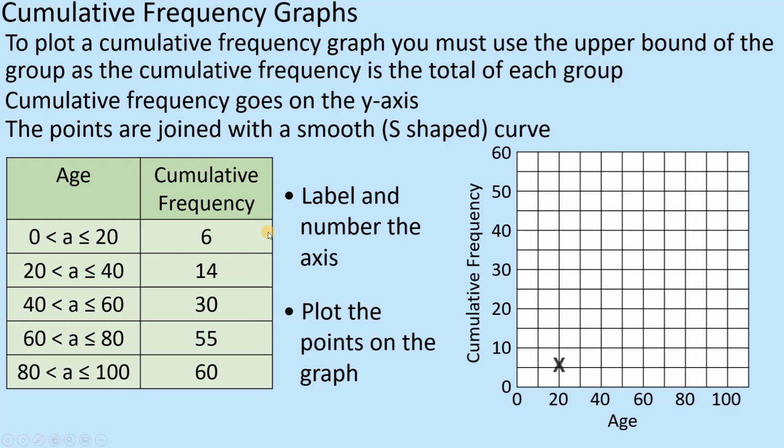So let's go and plot them. So for the first one, the 6, you can see from here, at 20, it's gone to 6. And obviously it's a bit of an estimate because of the size of the graph. And then the 14 is going to go where 40 is. So again, you notice at the top end of the range. And then the next one's going to be at 30, next one at 55, and the next one at 60. All right. And again, at 100, you notice it goes right to the top.